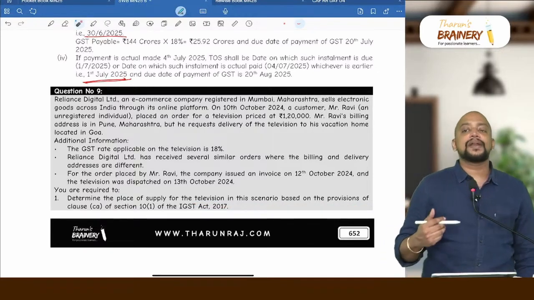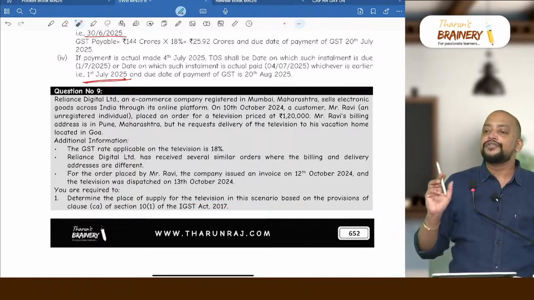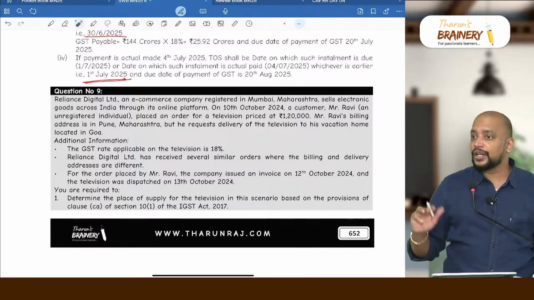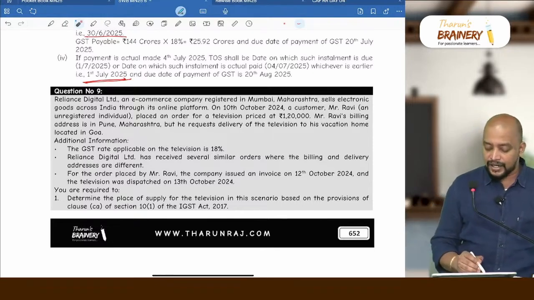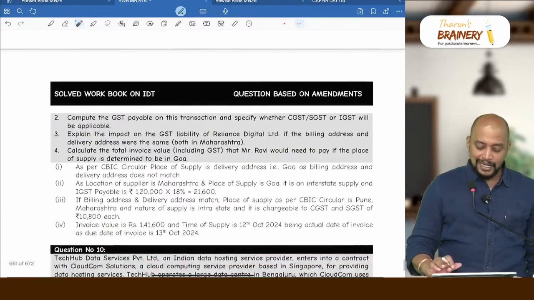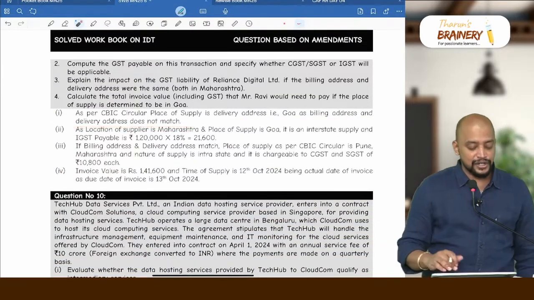Here, it is supplied through an e-commerce platform. Whenever it is supplied through an e-commerce platform, we need to take the billing address or delivery address. If it is matching, no issue. If it is not matching, delivery address. What is the delivery address? Pune, Maharashtra, or Goa? Goa should be taken as the place of supply. So, Goa's billing address and delivery address do not match.